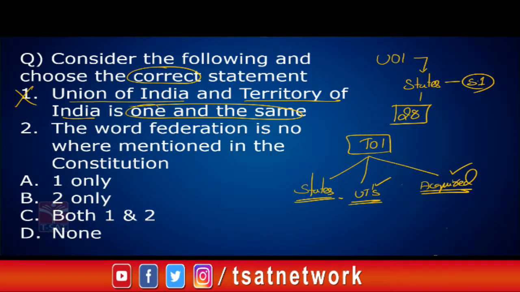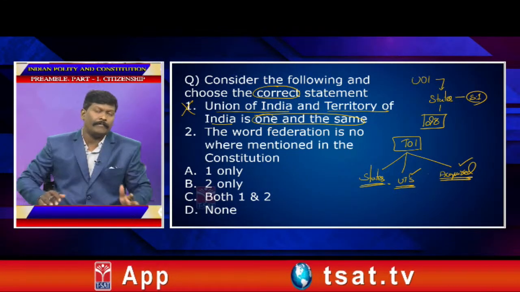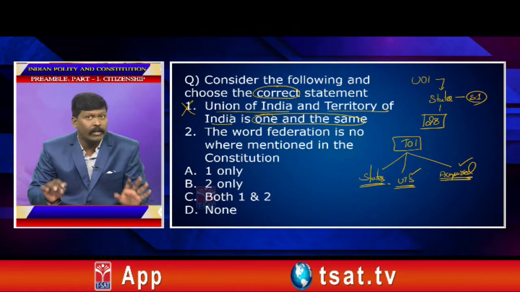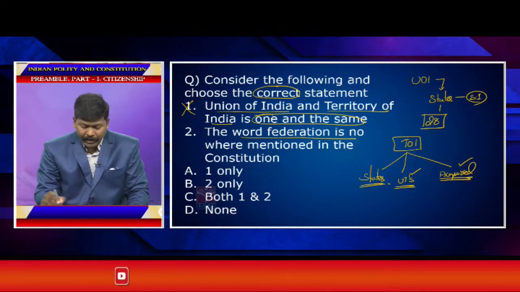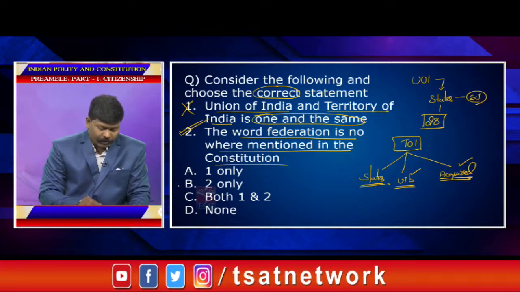Territory of India is the extent of India. Union of India is the states which are part of India. So, both are not one and the same. The word federation is nowhere mentioned in the Constitution of India. Absolutely correct. So, answer is B.